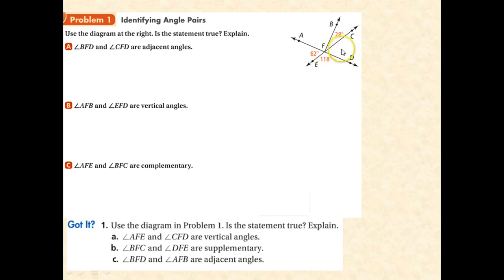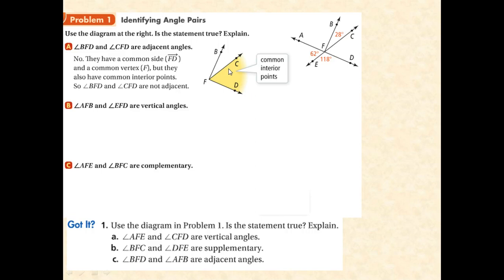But do they have no common interior points? I would say nay. Every point in the interior of CFD is also in the interior of BFD. So I'm going to have to say no. These are not adjacent angles because this angle is inside the interior of BFD. Those are called common interior points, and adjacent angles just don't have any of those.